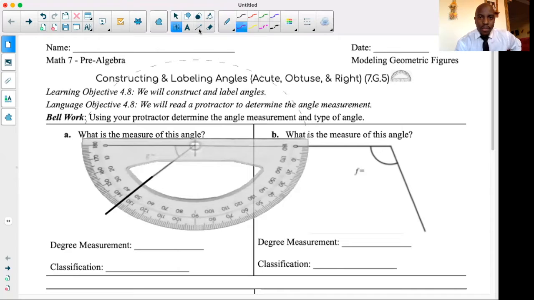When I go to read it, I want to make sure I read it from 0, right? 0, 10, 20, 30, 40. And I see it's in between 40 and 50. And it looks like it's exactly in between those two. So I can say that this angle here is 45 degrees. Okay, this angle here is 45 degrees. I'm going to put that little circle right there indicating degree marker. Now I want to talk about this. What kind of angle is it? Is it obtuse? Is it right? Is it acute? And we know that anything less than 90 has to be an acute angle.